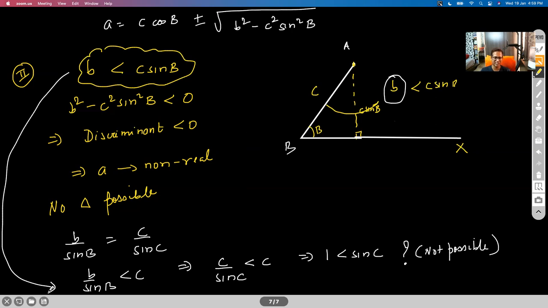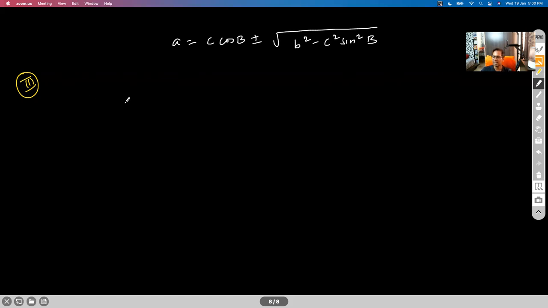The last case is which by mistake I started with, but I immediately erased it. So the third case is where I will write my A expression. I think it was C cos B plus minus under root B square minus C square sine square B, right? Okay. Now your third case is where your B is greater than C sine B. That means B square minus C square sine square B is positive. That means, of course, discriminant is positive, nothing to worry.